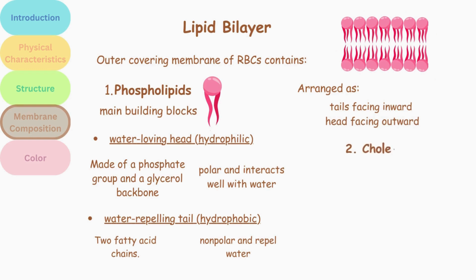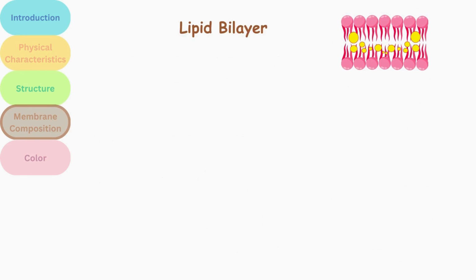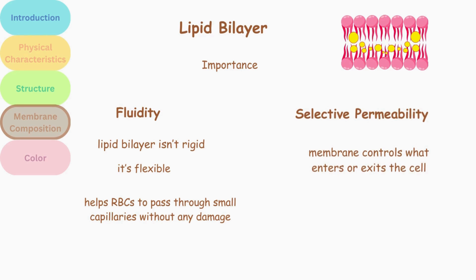The second main component of the membrane is cholesterol. It's a fat substance that sits between the 2 layers like a sandwich. It keeps the membrane stable and prevents it from becoming too rigid or too soft. Why is this layer important? Here are 2 reasons. Fluidity. The lipid bilayer isn't rigid, it's flexible. It helps the red blood cells to pass through small capillaries without any damage. Another reason is selective permeability. The membrane controls what enters or exits the cell. Only certain substances can pass through.